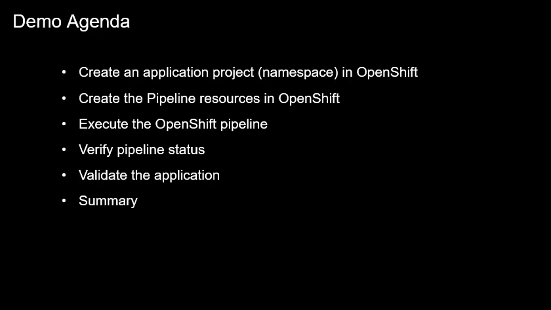The pipeline will take several minutes to run as it clones the application Git repository, builds the application, creates the Docker image and pushes the image to the OpenShift internal image registry, and finally deploys the application to the specified project in the OpenShift cluster. Once the pipeline completes, I will verify the pipeline status and validate the application components are successfully deployed and running in an Open Liberty container on OpenShift. So let's get started.